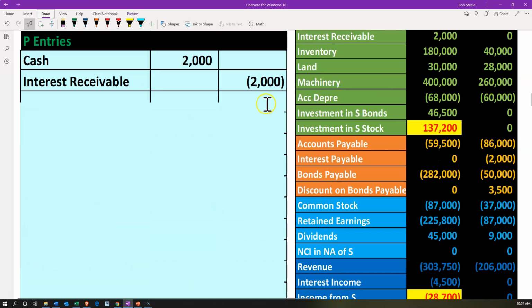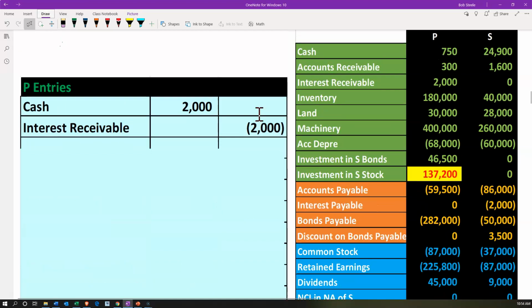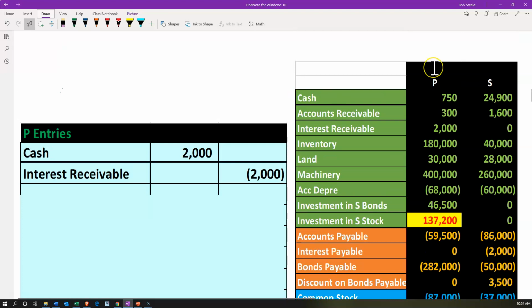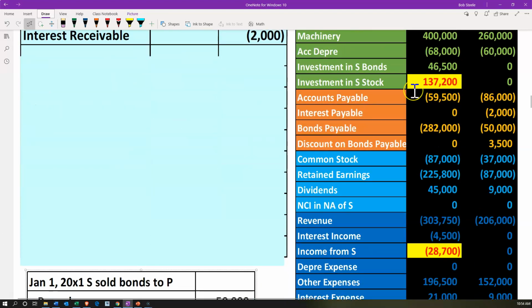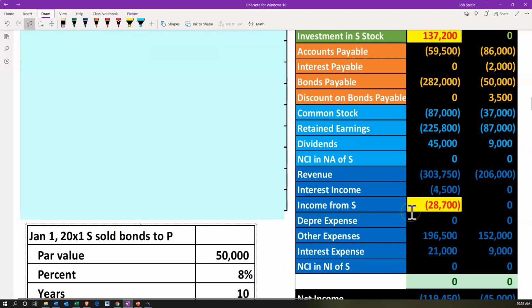All right, so first we want to focus in on these bond transactions. So what we have on the right is P. So we have the trial balance for P as of the point of the consolidation. We have S's trial balance as of that point. We will be consolidating these two together as normal. We will be having to eliminate the investment in S stock and the income from S, these being recorded on P's books for their investment in S.